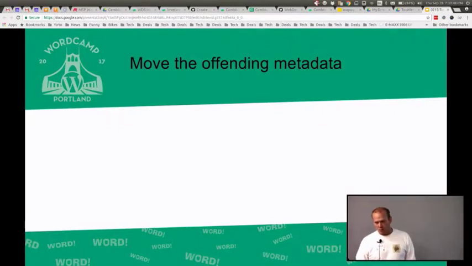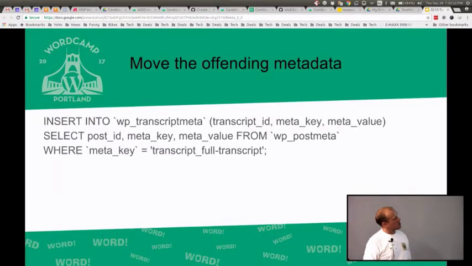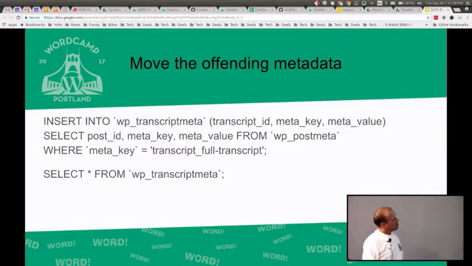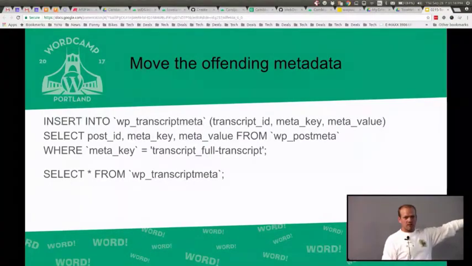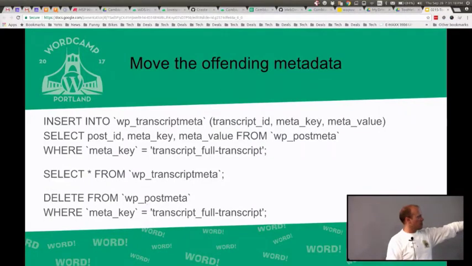Then we want to move the offending data. So just a quick rundown of how I moved the transcript meta out of the post meta table and into that new table. You do an insert into transcript meta, and then you select the data that you want out of the other one at the same time. It all goes very quickly. You for sure want to do this: select from your new table. Make sure all the data that you want in there is there. And not until you do that do you run the delete to remove it from the other table.